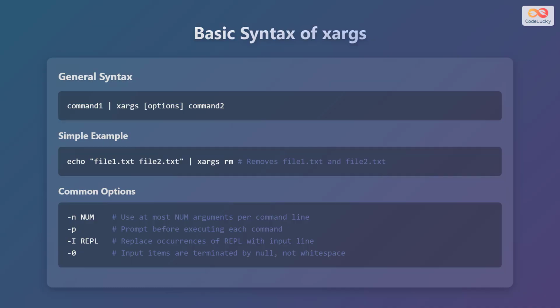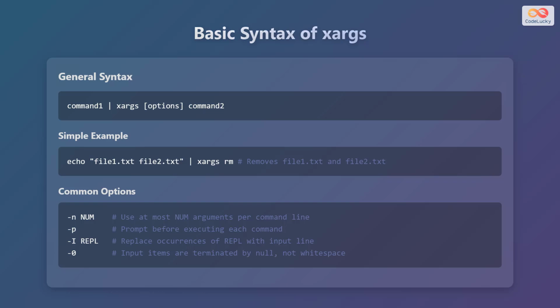Now let's break down the basic syntax of the xargs command. The general structure is first command, pipe, xargs, options, and then the second command. The output from the first command is piped to xargs, which then uses that output as arguments for the second command. Here's a simple example. If we have echo file1.txt file2.txt, pipe xargs rm, this will remove the files file1.txt and file2.txt.